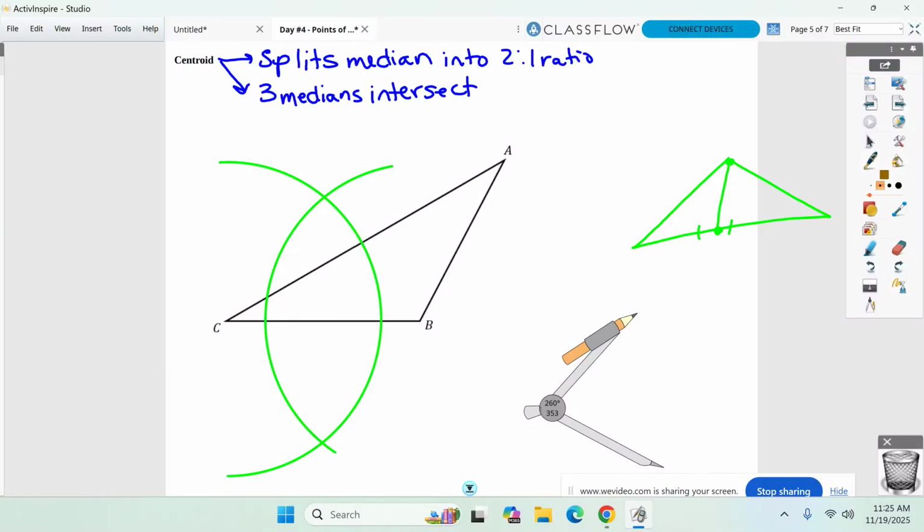Okay, so line up your perpendicular bisector, and all you need from this is the midpoint of whatever side you're doing right now. So make a little mark of your midpoint, wherever that happens to be, and then draw your median in now. Okay, so mark your midpoint, draw in the median.